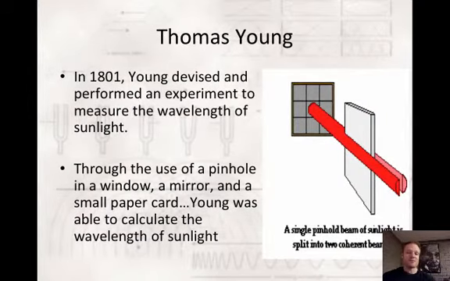In 1801, Thomas Young devised and performed an experiment to measure the wavelength of sunlight, and it was a pretty clever experiment. Basically, he used a pinhole in one of his windows. He made a really small hole in the window. The hole in this picture is much larger just to show it, but it's a really tiny hole, a little pinhole of light in a window, and a mirror and a small paper card. This paper card split the sunlight into two different beams, and by splitting them into different beams he could cause constructive and destructive interference to occur and show that light is able to diffract.